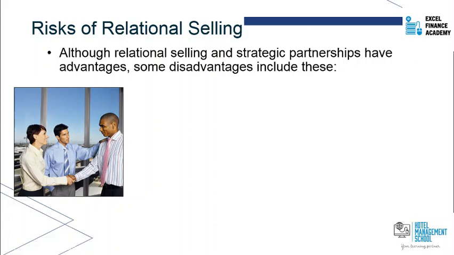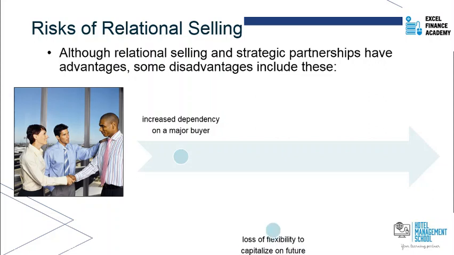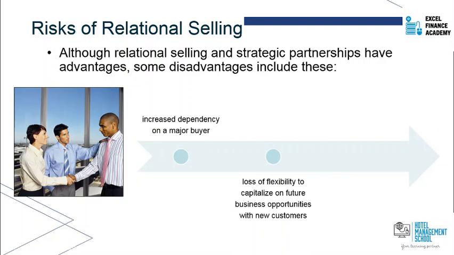Risk of relational selling. Okay, so what is the risk in relationship selling? Increased dependency on a major buyer. So that is one risk because you may be dependent on one buyer or one seller. That becomes a risk. Loss of flexibility to capitalize on future business opportunities with the new customers, if you involve too much into the customer relationship because you are ignoring the new customers, new entrants in the market, and the growth of complacency.